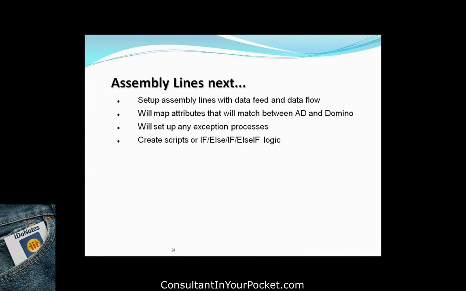Okay, so what we've done so far is we've set up 4 connectors that we can use over and over and over again. But now we're going to go ahead and get into our assembly lines. So we'll set up assembly lines that give us data feeds and our data flow. They'll map the attributes that match between Active Directory and Domino. They'll set up any kind of exception processes, and we'll create some scripts if we need to, JavaScripts, and then we'll also build some if-else or if-else-if logic.